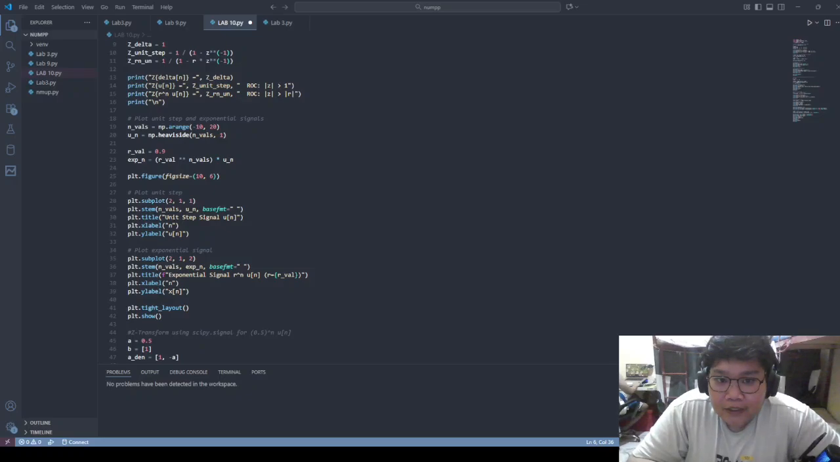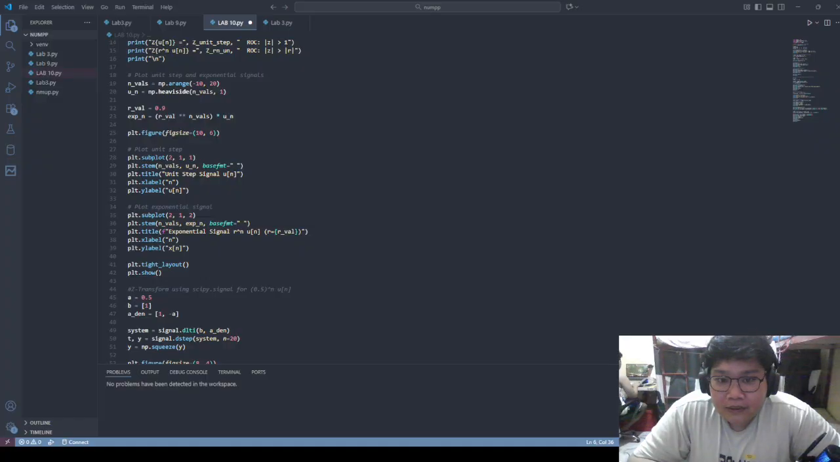Then, for the Z transform using SciPy, we next use SciPy to compute the digital system representation of the sequence, which is B equals 1, and A equals 1 and negative a. Using signal dlti and signal dstep, we generated the first 20 values of the sequence. The plot confirmed that the sequence decays smoothly as n increases, matching the expected behavior of a equals 0.5.